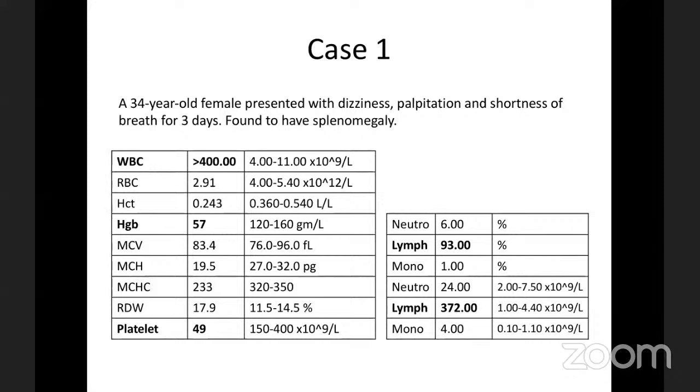First case is a 34-year-old female presenting with dizziness, palpitation, and shortness of breath for 3 days, found to have splenomegaly. In the CBC, you have a marked leukocytosis, hyperleukocytosis, with marked anemia and thrombocytopenia. In the differential count, you have a predominance of lymphocytosis dominating the picture. So the presence of an adult female with splenomegaly and lymphocytosis is alerting, especially with this hyperleukocytosis. And definitely you will go to your peripheral blood smear.